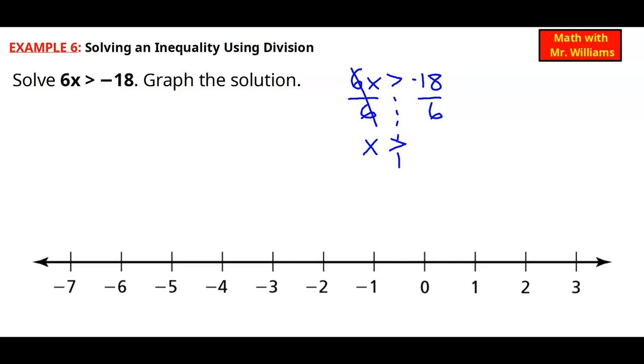The 6, when you multiply and divide by it, cancels, leaving me x is greater than negative 18 divided by 6, which is a negative 3. So x is anything greater than negative 3. So we identify negative 3 on our graph. Because x is greater than negative 3 and not equal to it, it's an open circle. So we draw our line to the right.